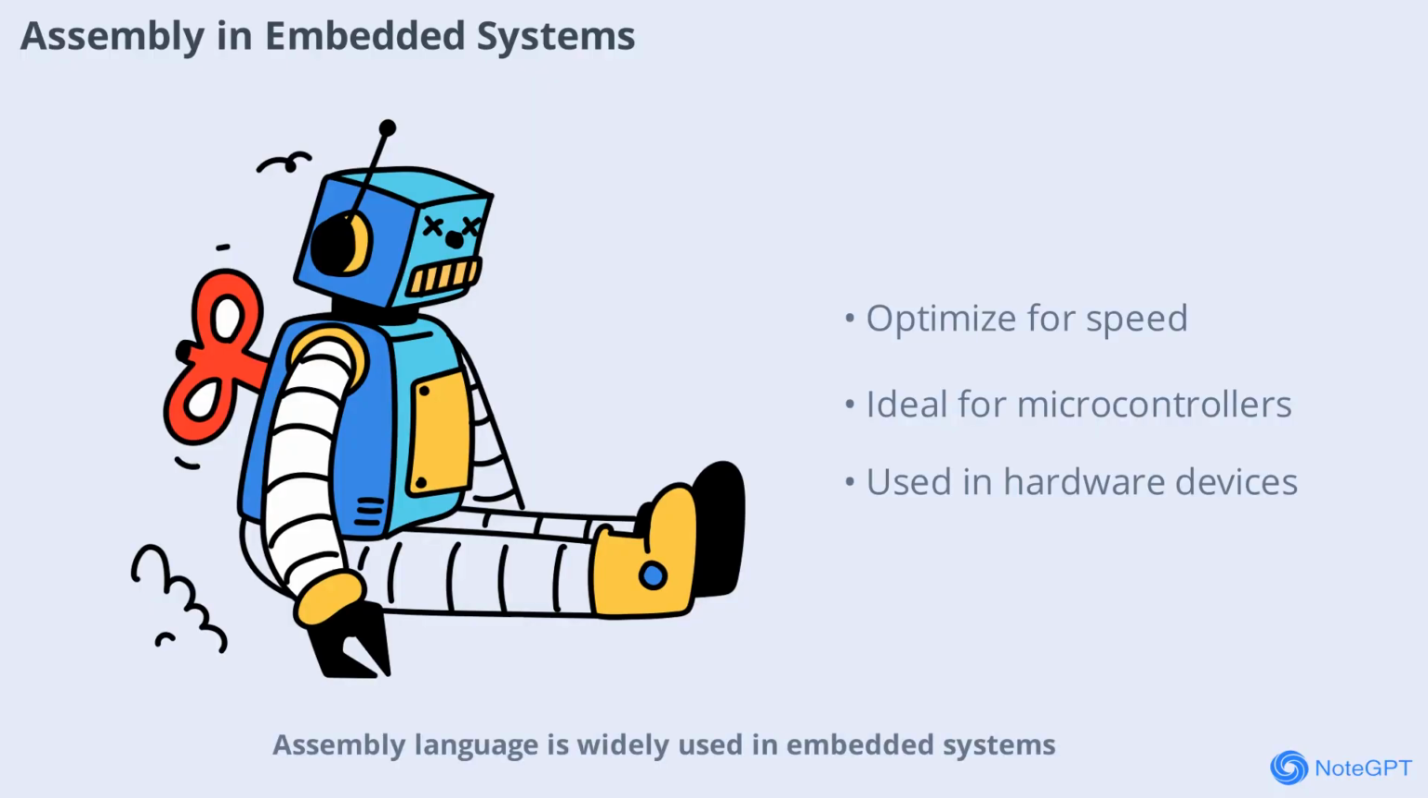Assembly language is widely used in embedded systems, where resources are limited and performance is critical. Writing code in assembly allows developers to optimize for speed and memory usage, making it ideal for devices like microcontrollers, sensors, and other hardware with strict constraints. Mastery of assembly is a valuable skill for embedded systems engineers.